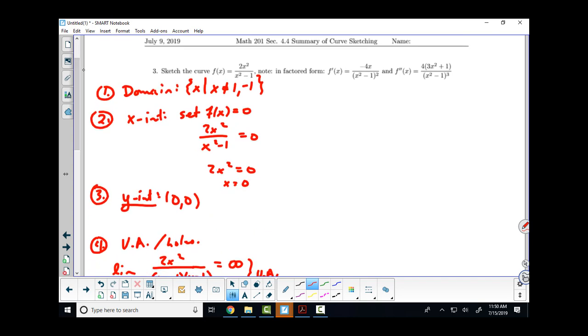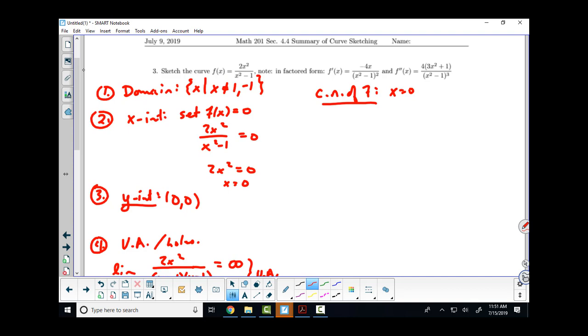Normally, we'd have to now compute the derivatives. I went ahead and did that for you and put it into factored form. That was awfully nice. So now that we've done that, we can identify the critical numbers of f. What are the critical numbers of f? They are where f's derivative is 0 or undefined. Where is f's derivative 0? At x equals 0. Where is f's derivative undefined? It's undefined at 1 and negative 1.